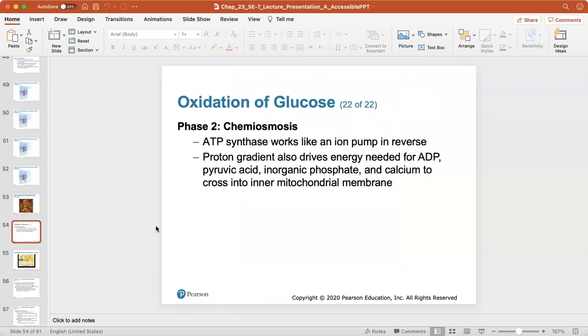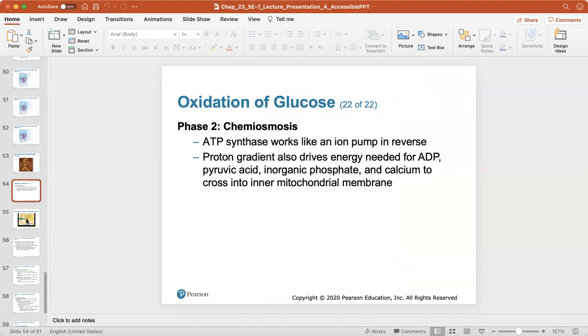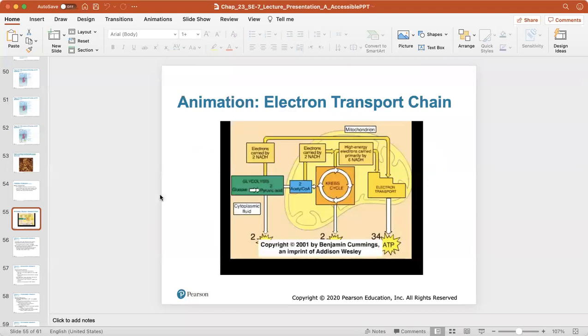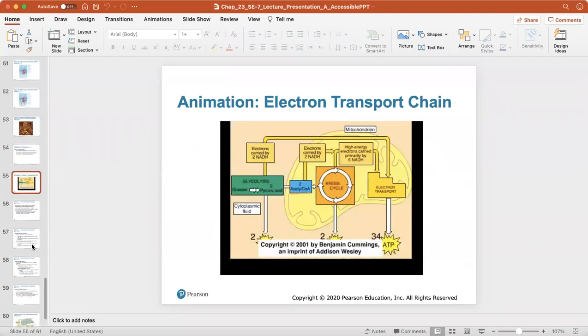ATP synthase works like an ion pump in reverse. The proton gradient drives the energy needed for ADP, pyruvic acid, inorganic phosphate, and calcium to cross into the inner mitochondrial membrane. And this is a great animation of that electron transport chain.